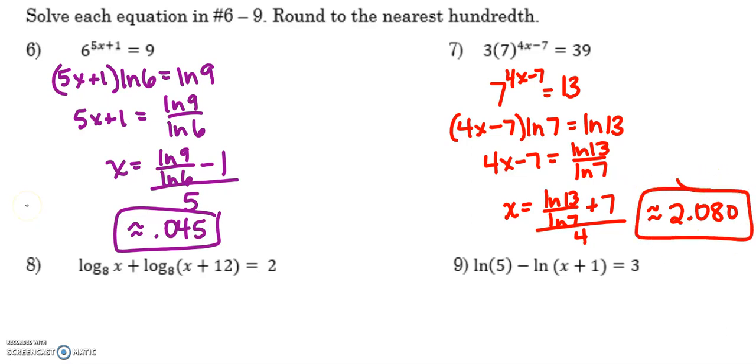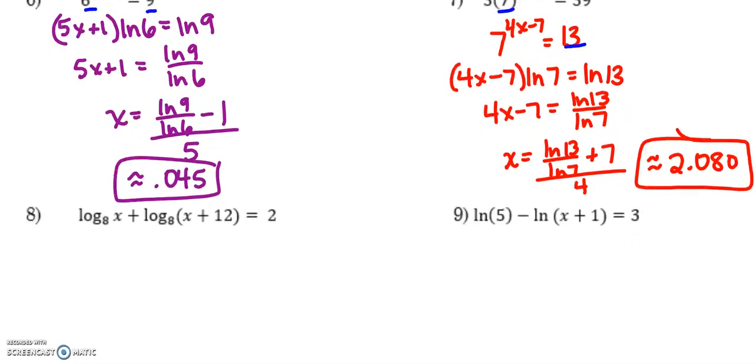You could check those answers by plugging back in and make sure that 6 to the 5 times 0.045 plus 1 is, in fact, 9. Now, the reason I didn't rewrite in bases is that 6 and 9, while they're related with 3, kind of, they won't both be written in base 3. And then 7 and 13, there's no way that you're going to get those to match in terms of their bases for exponentials. All right, logarithms.